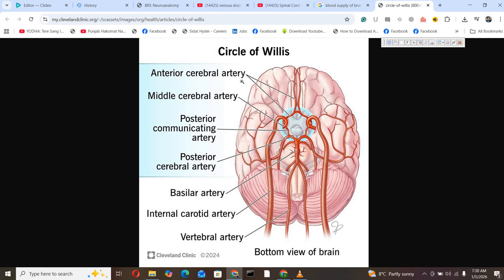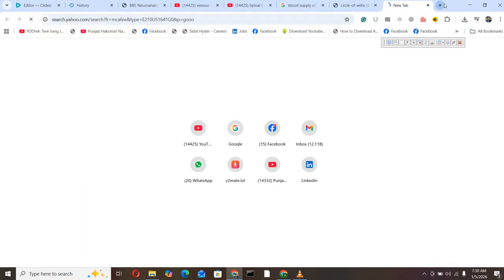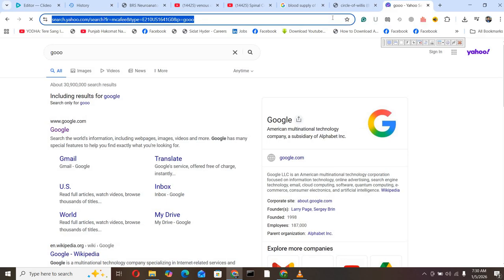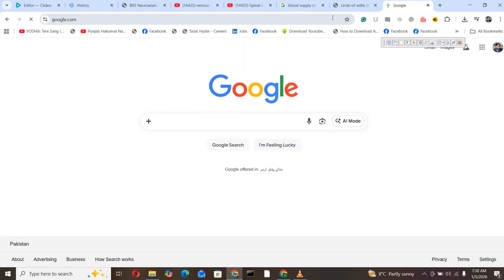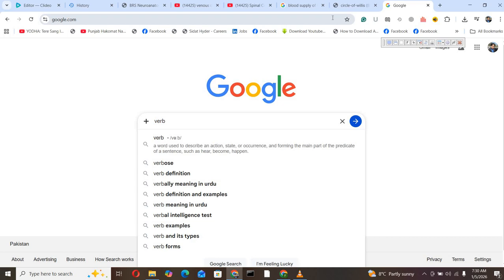In the blood supply of the brain, it is the anterior cerebral artery, middle cerebral artery, posterior communicating artery, posterior cerebral artery, basilar artery, internal carotid artery, and vertebral artery that supply blood to the brain. So let's have an overview of the vertebral artery, what its functions are, and what major role it plays in providing a blood supply to the brain.